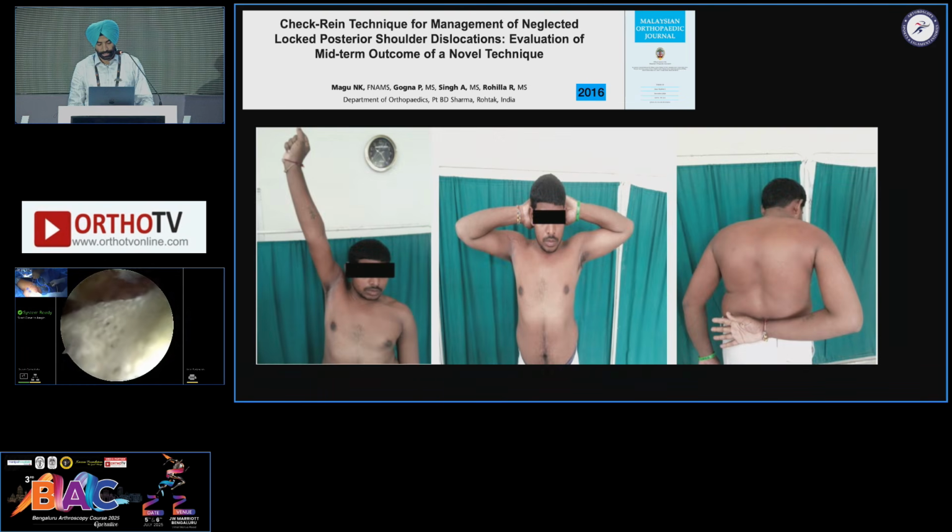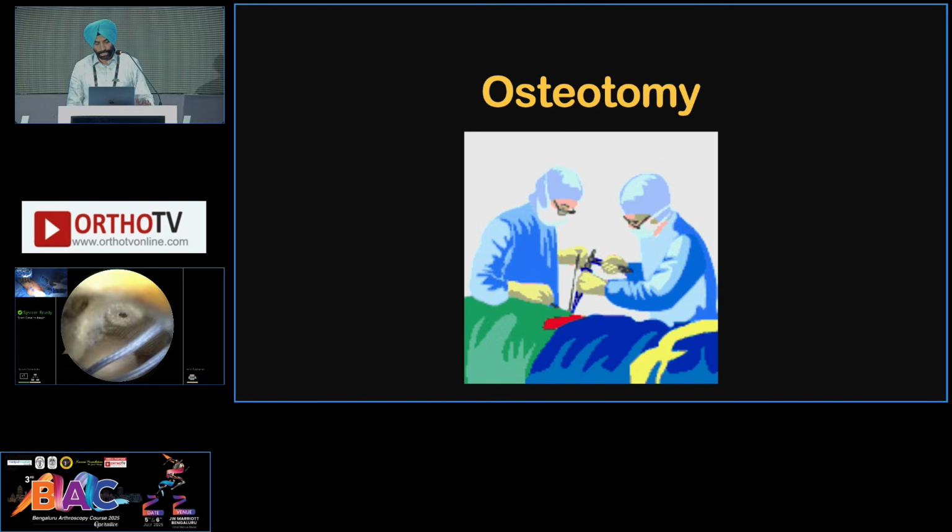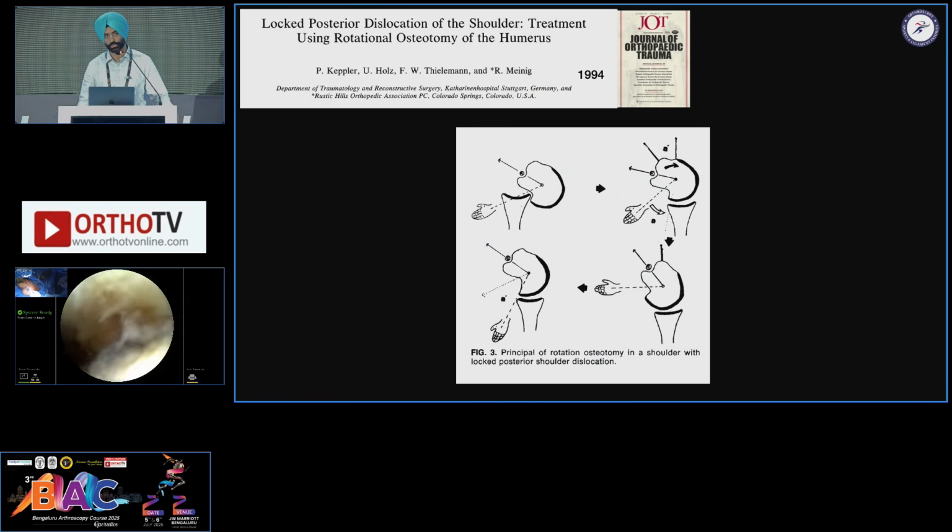And again, they have shown good results with a good range of movement, which the patient got at around 6 months. So there was an ample amount of literature which has described satisfactory results with McLaughlin's or a modified McLaughlin's procedure, even for a delayed presentation. So it's a time-tested procedure.